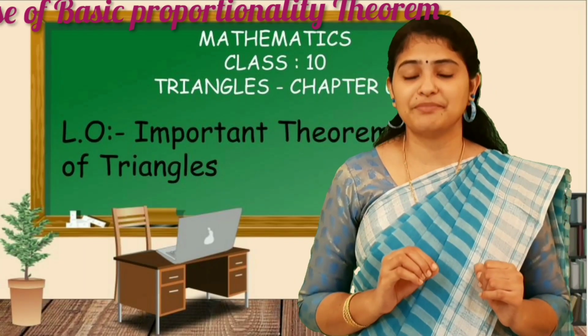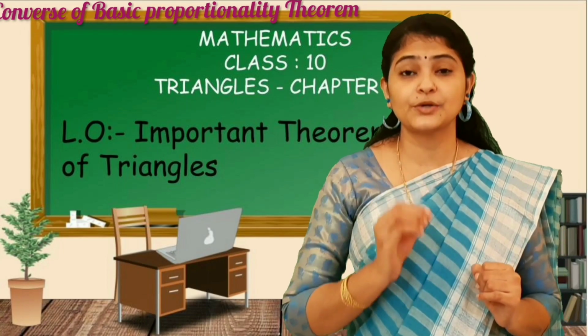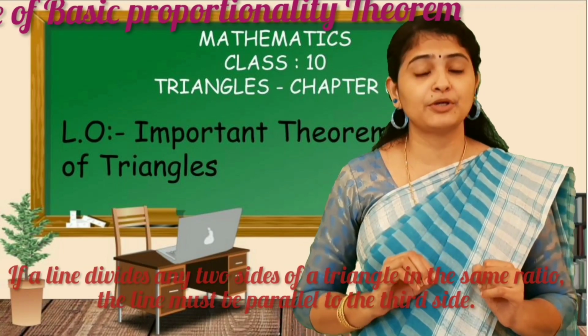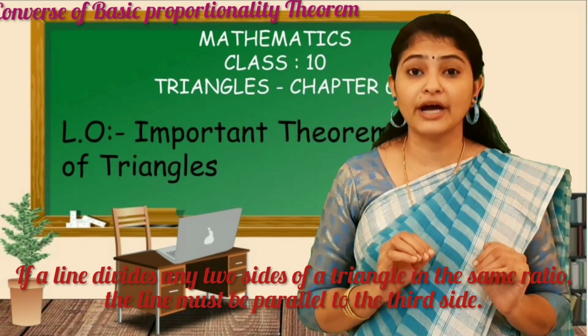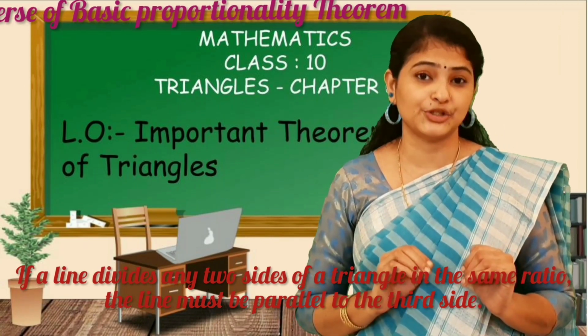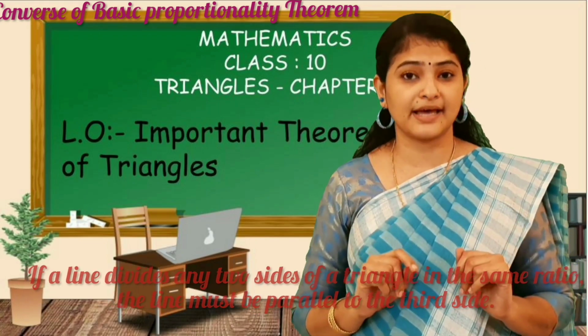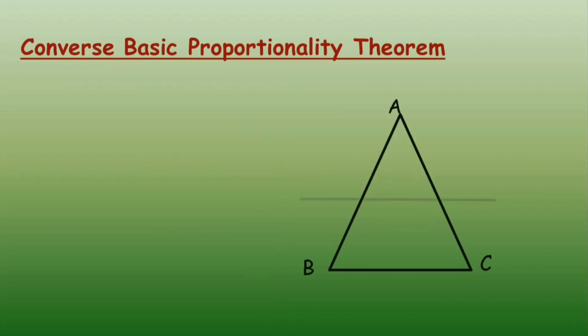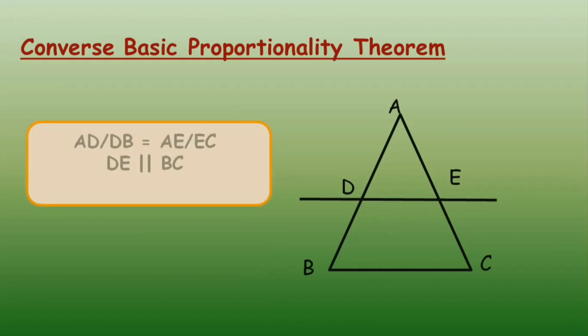Can you test the converse of the Basic Proportionality Theorem? Will this also be true? The converse of the Basic Proportionality Theorem is: if a line divides any two sides of a triangle in the same ratio, the line must be parallel to the third side. Let's consider triangle ABC. If a line divides the sides AB and AC in the same ratio, that means AD by DB equals AE by EC. According to the converse of the Basic Proportionality Theorem, if the ratios are equal, then the line must be parallel to the third side. So DE is parallel to BC.